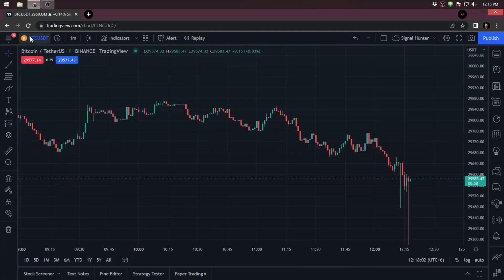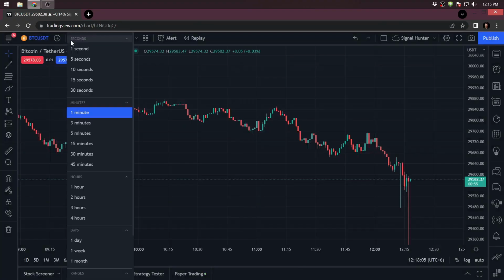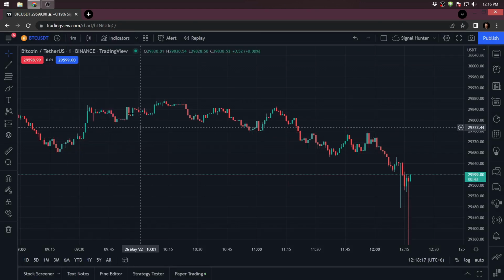So first I select Bitcoin USDT and the 1 minute time frame, and this strategy works very well with the 1 minute, 3 minute and 5 minute time frames. You can select your time frame from here. Choose the one that is suitable for you.